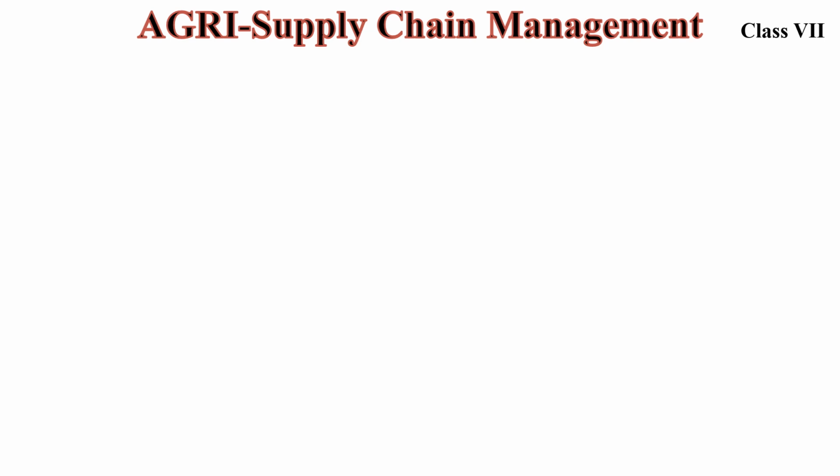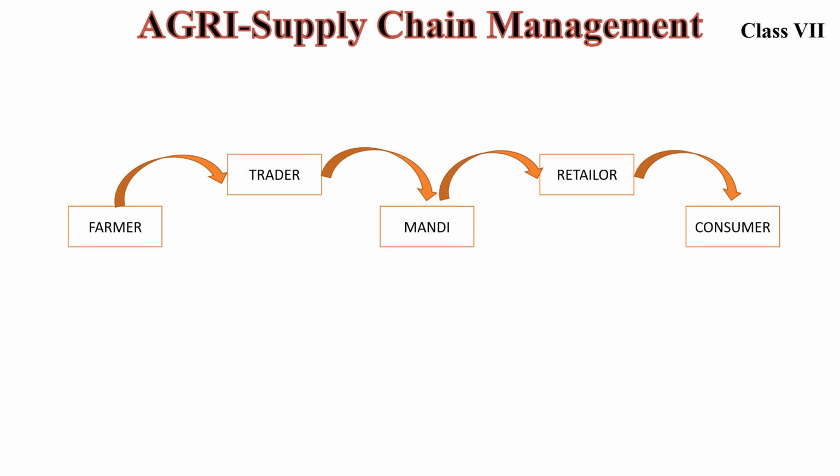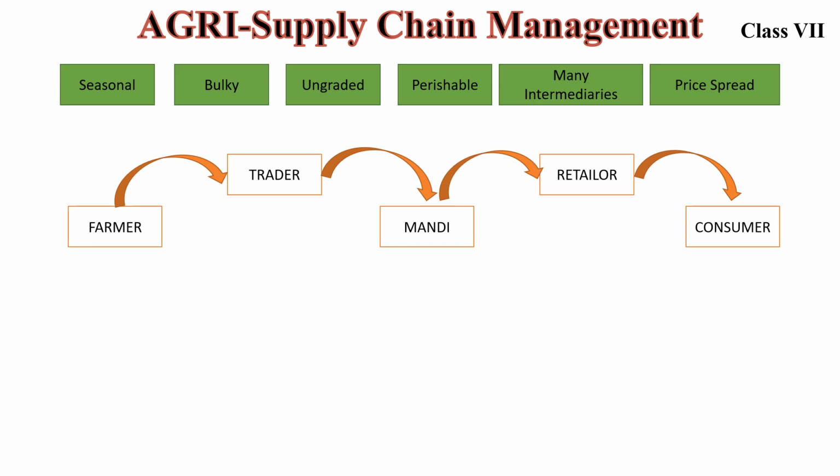Let's discuss agriculture supply chain management through an example where the product is moving from farmers to trader, trader to mandi, mandi to different types of retailers, and retailers to consumer. Agriculture supply chain management is different from non-agriculture supply chain management in the context of seasonality, because agriculture produce comes into the picture in a particular season.